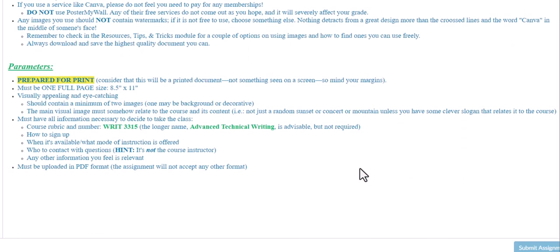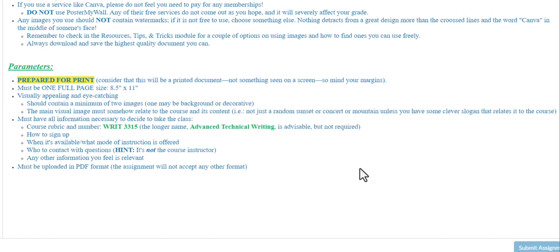The expectations for this is that it is prepared for print. So while you may create your design to have full bleed color at all the margins, make sure none of your words are right up on the edges of the margins, because unless you have a specialty printer, that may not print correctly. So make sure you leave a good margin around the edges.